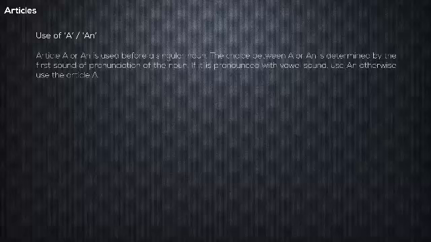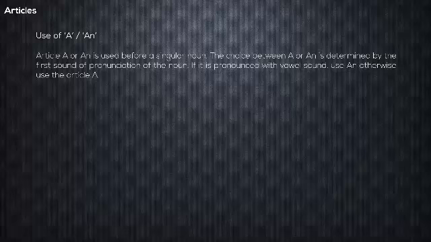In this chapter, we are going to study about articles. There are three main articles: a, an and the. Use of a or an. Article a or an is used before a singular noun.